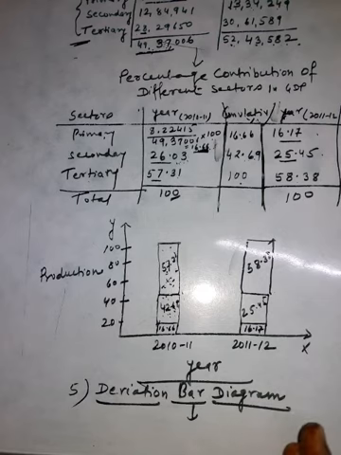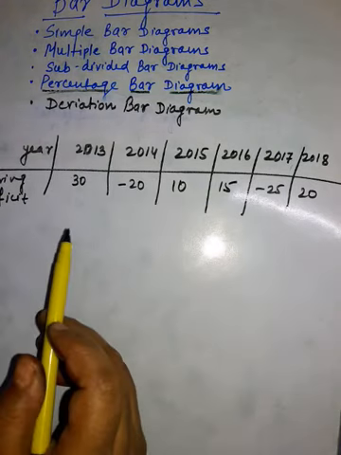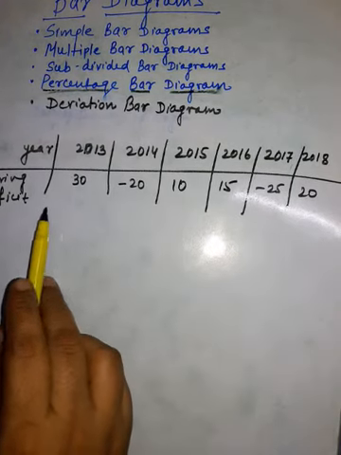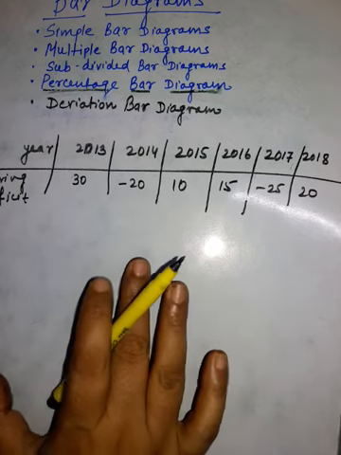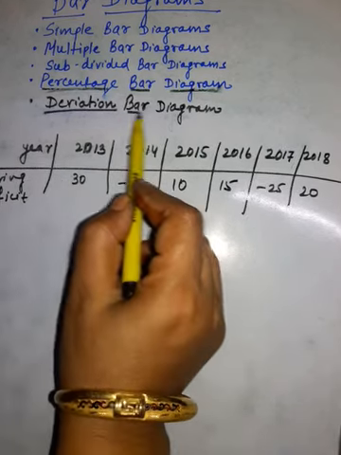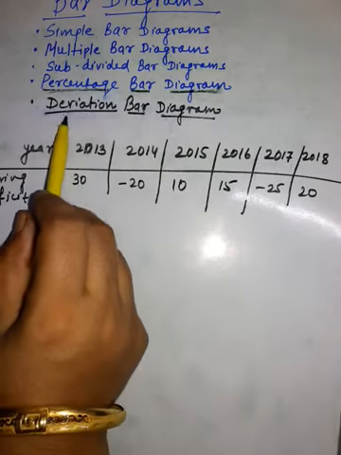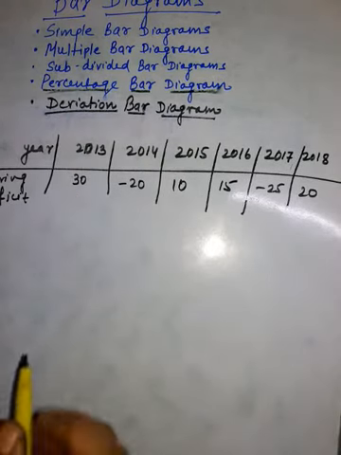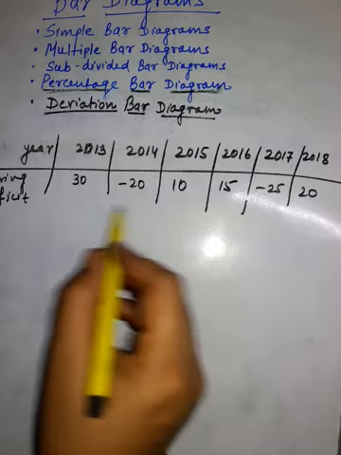Bars representing positive and negative deviation. I will draw here a diagram where you can see how bars represent positive and negative deviation. Student, this is the data, and we have to show this data in a deviation bar diagram. Here I am discussing the last bar diagram, that is deviation bar diagram. Okay, how will we draw a deviation bar diagram?